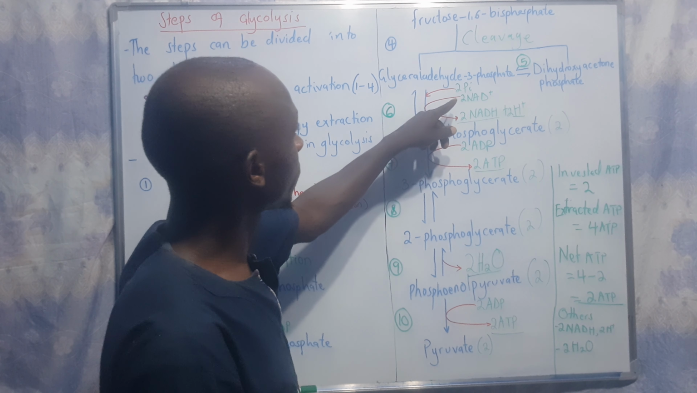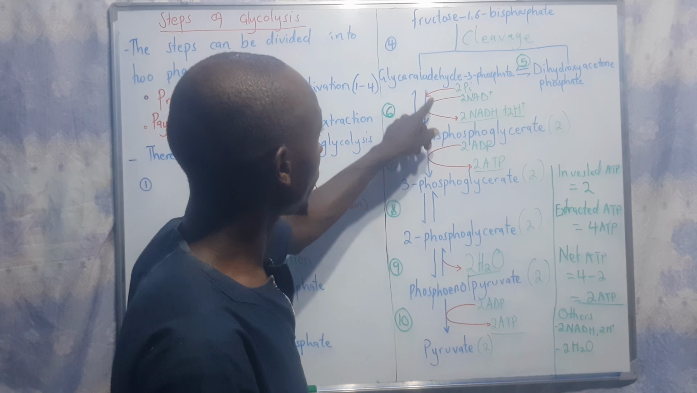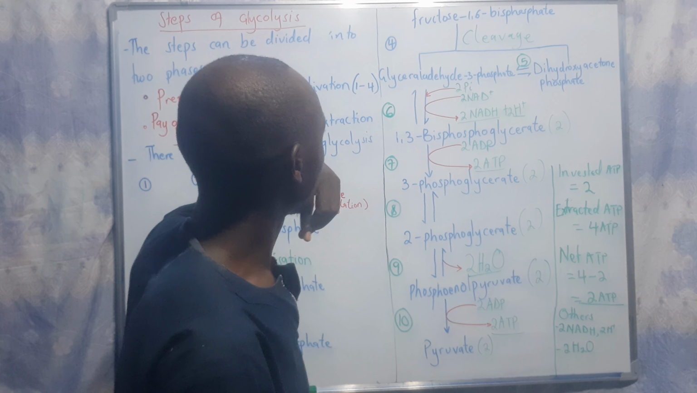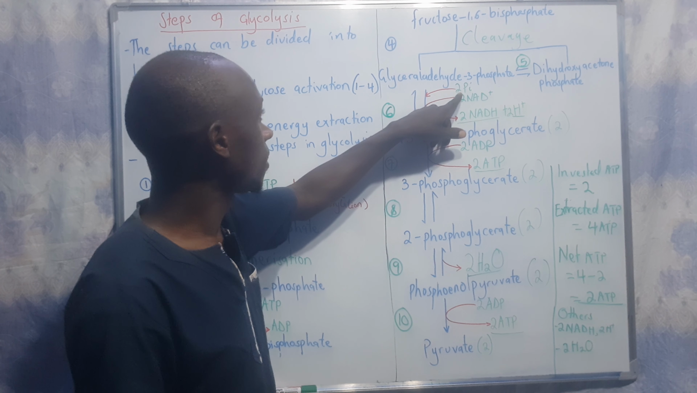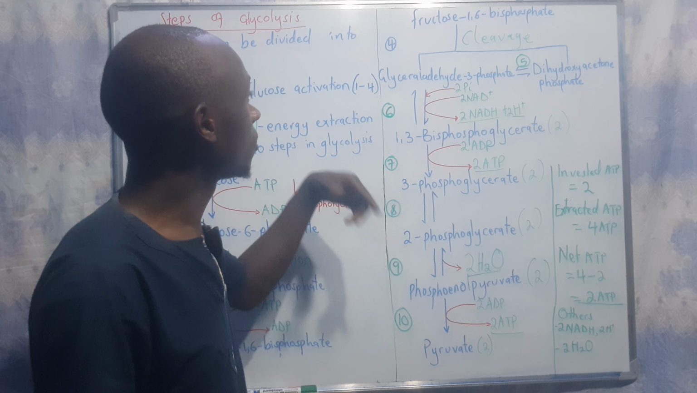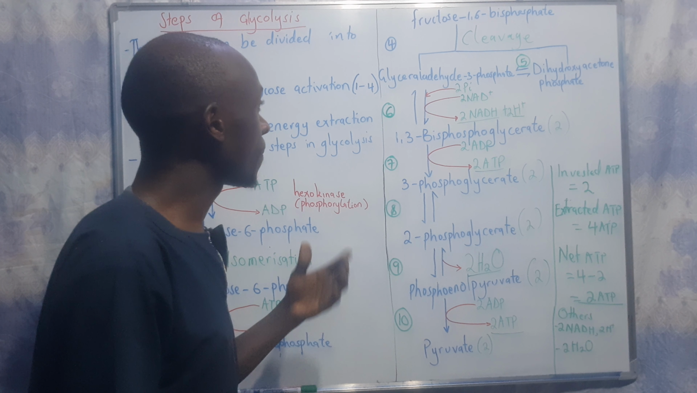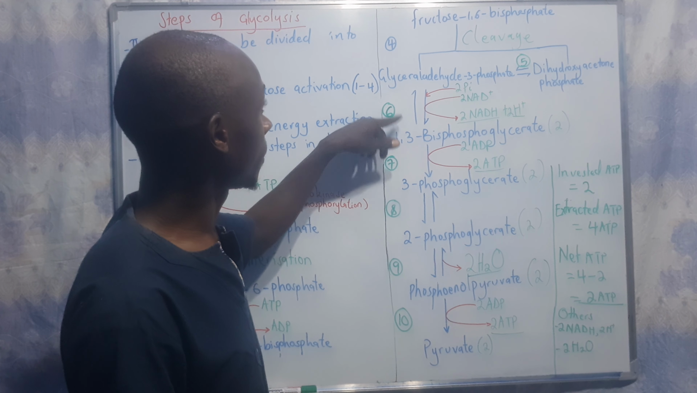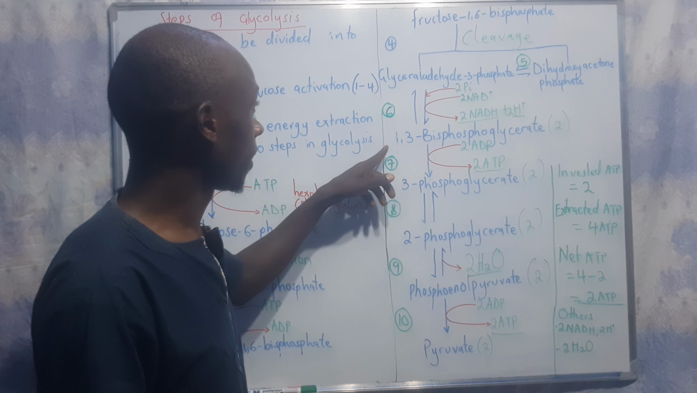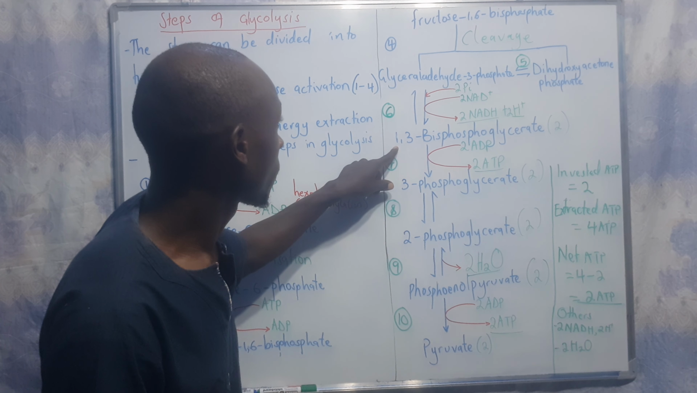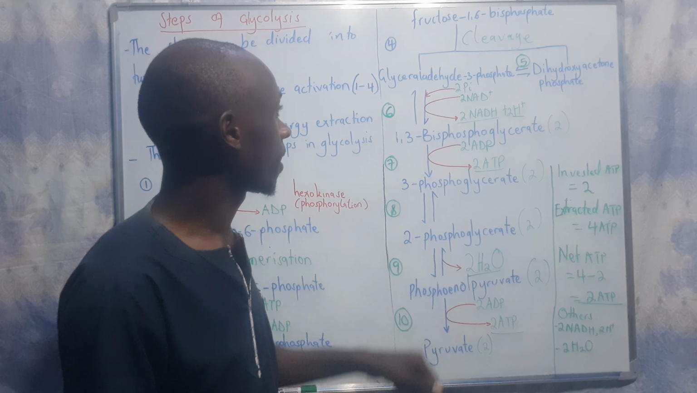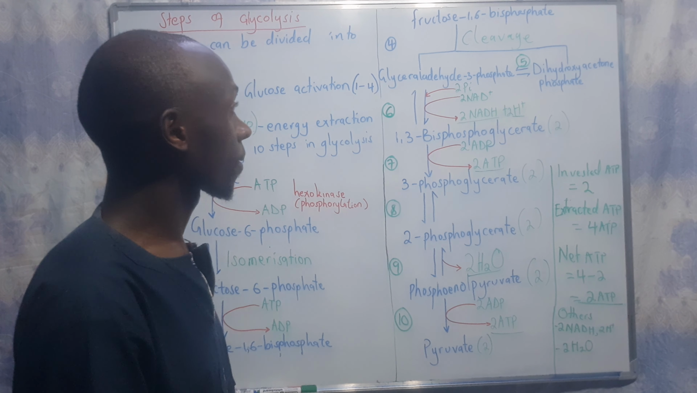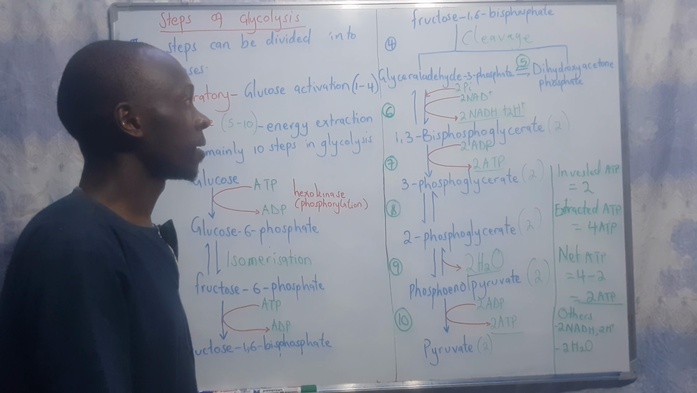So we're having an introduction of the inorganic phosphate, two of them, because they are getting the two molecules of glyceride 3 phosphate. The inorganic phosphate's role is to increase the instability of the molecule of glyceride 3 phosphate, and then we are going to form 1,3-bisphosphoglycerate.